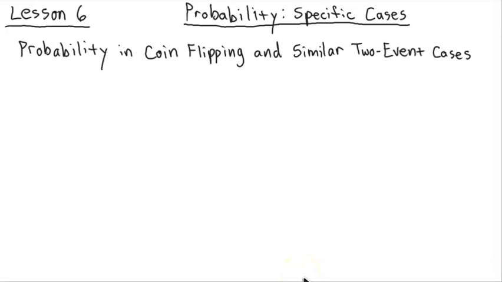We're going to continue looking at probability, and in this set of videos we're going to look at some specific cases of probability, and then we're also going to move on to what we call conditional probability as well. So let's first look at coin flipping.